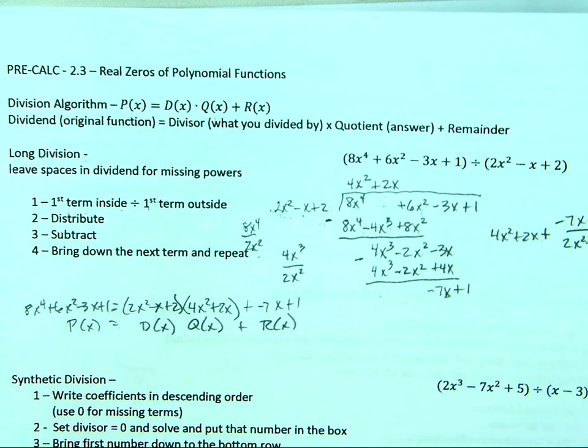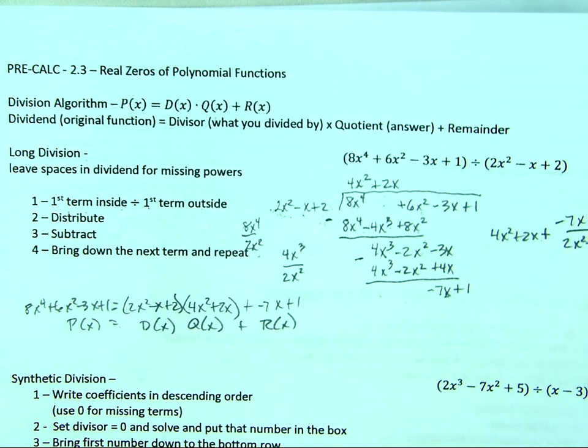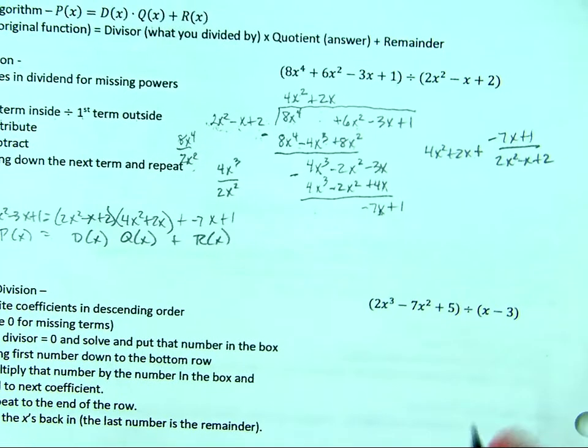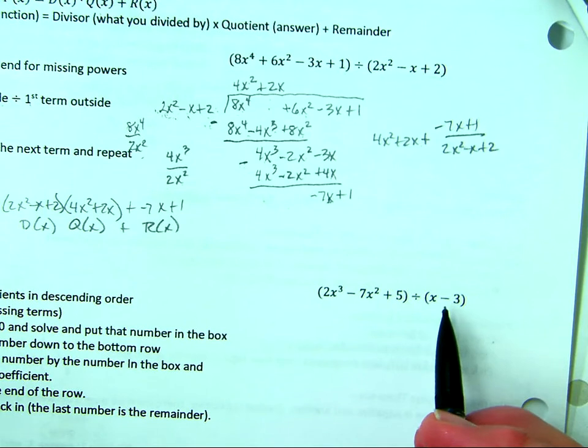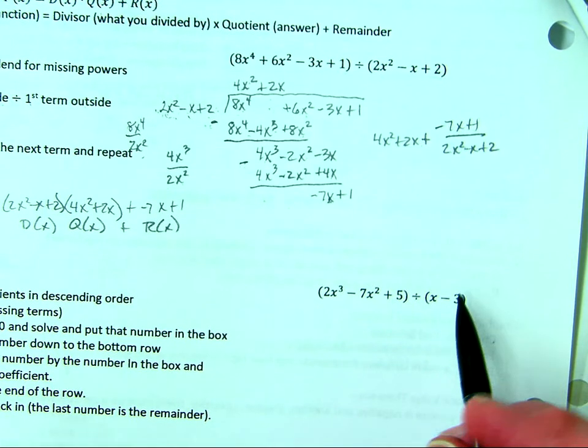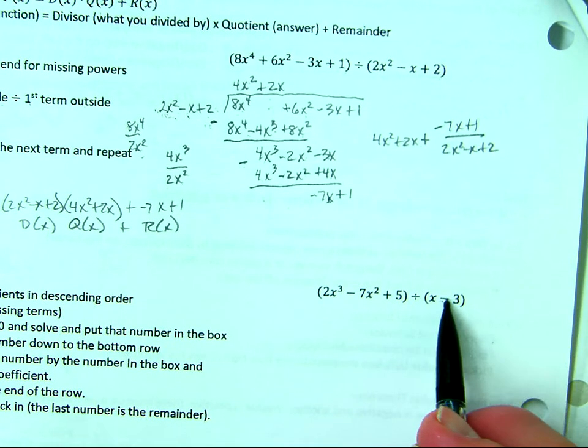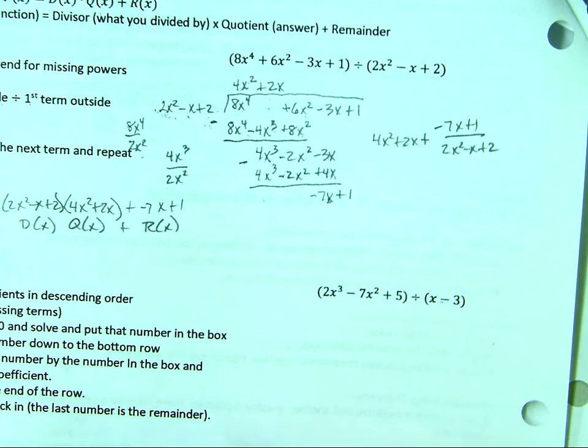Just follow those steps. Now, let's go to the simpler one, the one we use the most, and that's called synthetic division. Remember, there's actually a way to use it for some others, but we don't need to know that. Whenever you're dividing by x plus a constant or x minus a constant, you can do synthetic division.